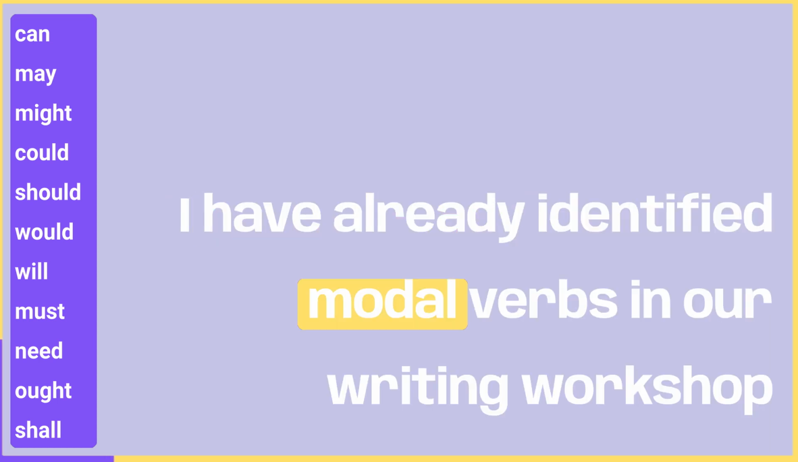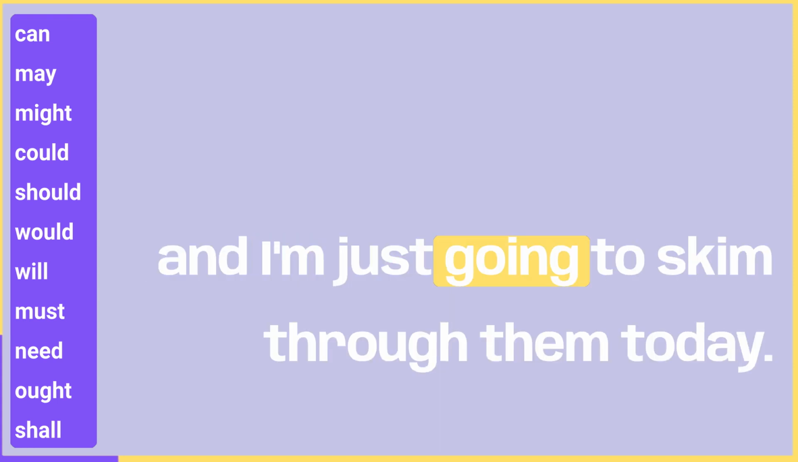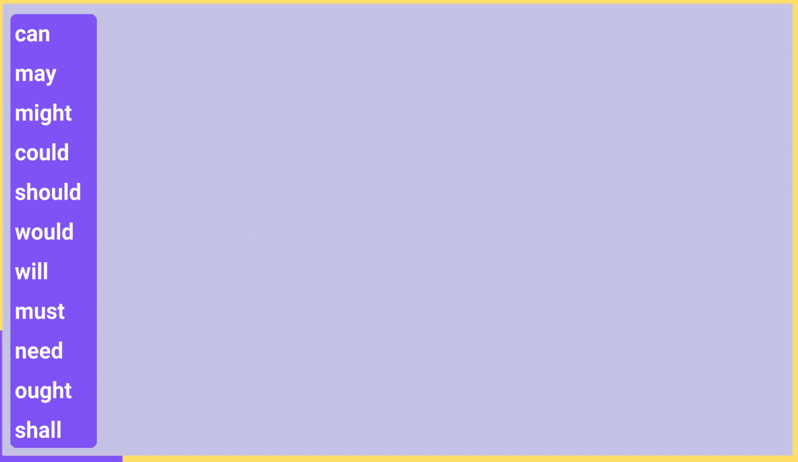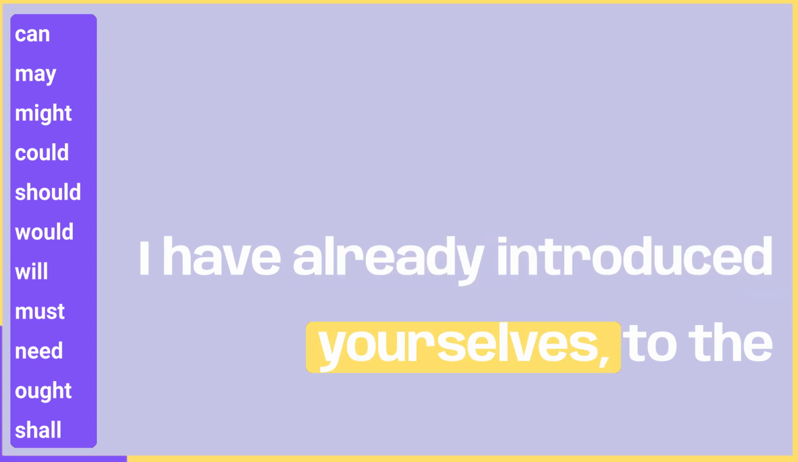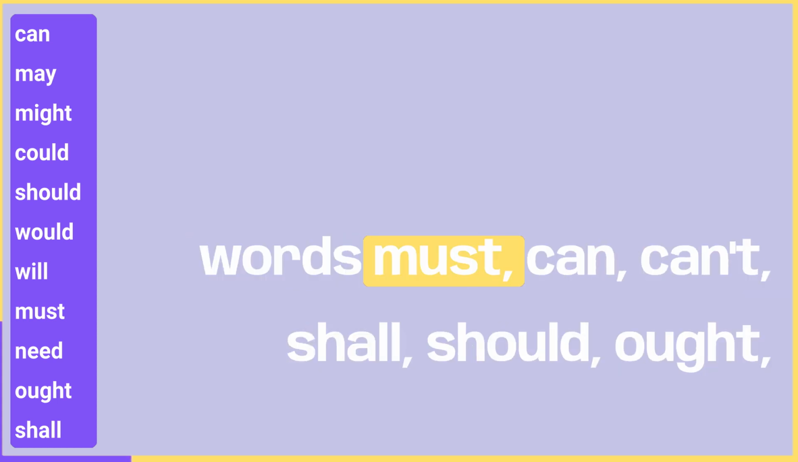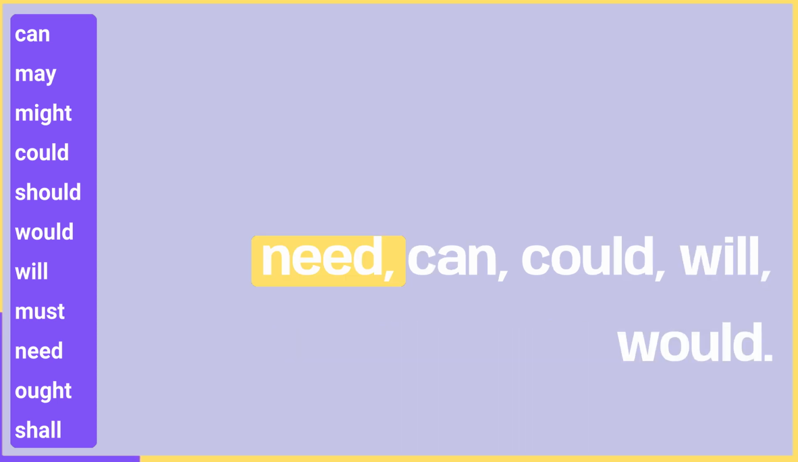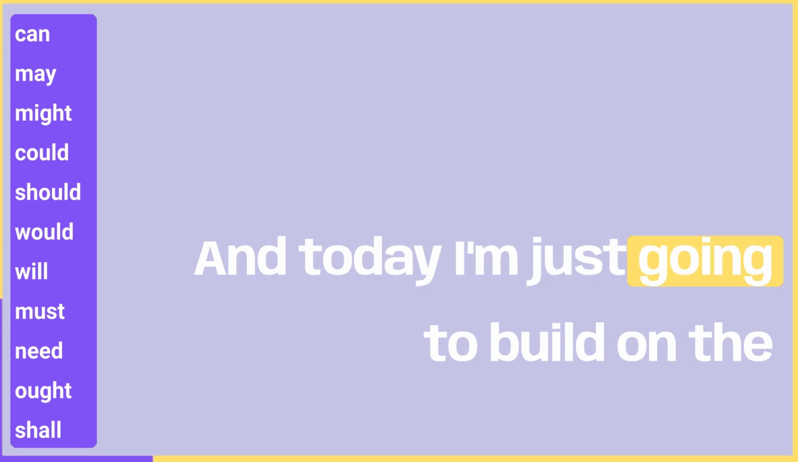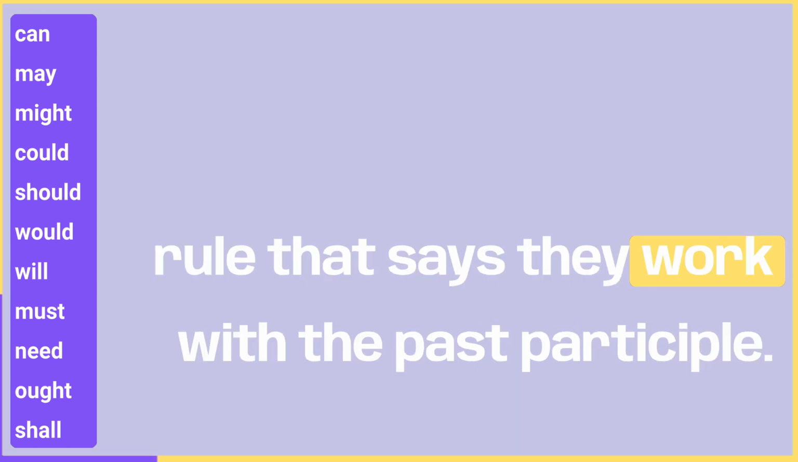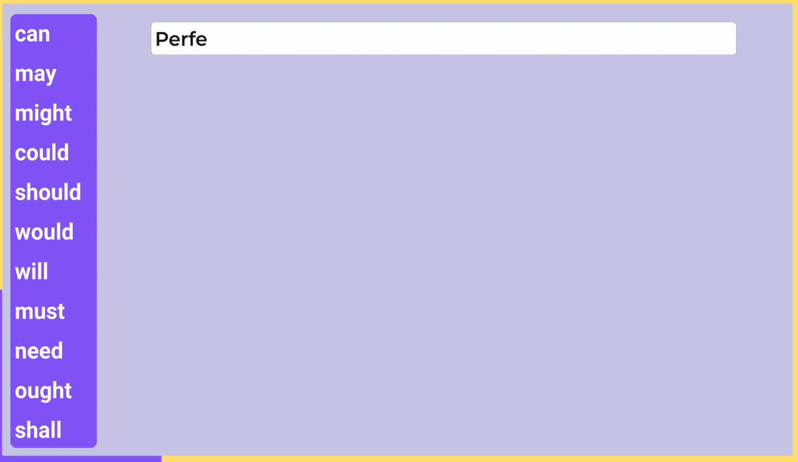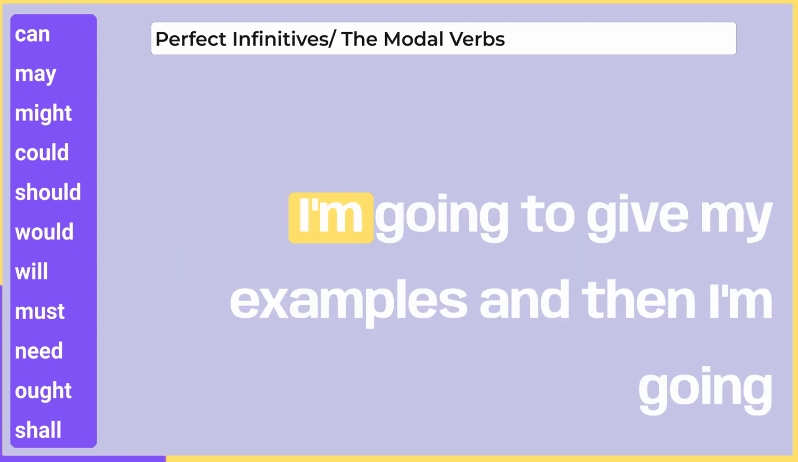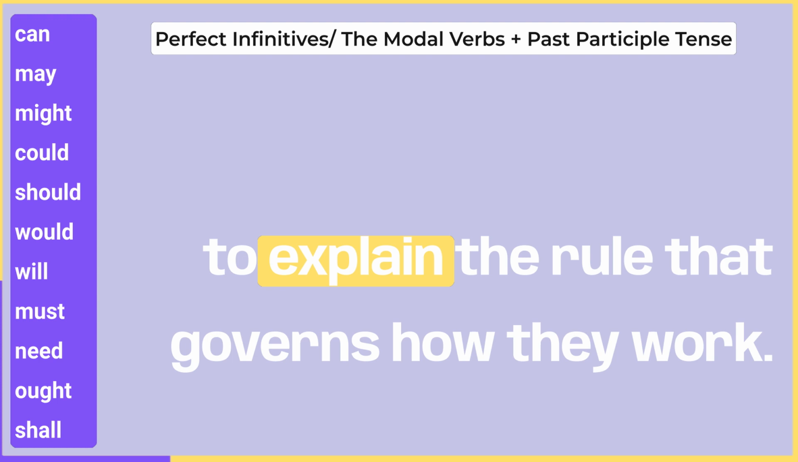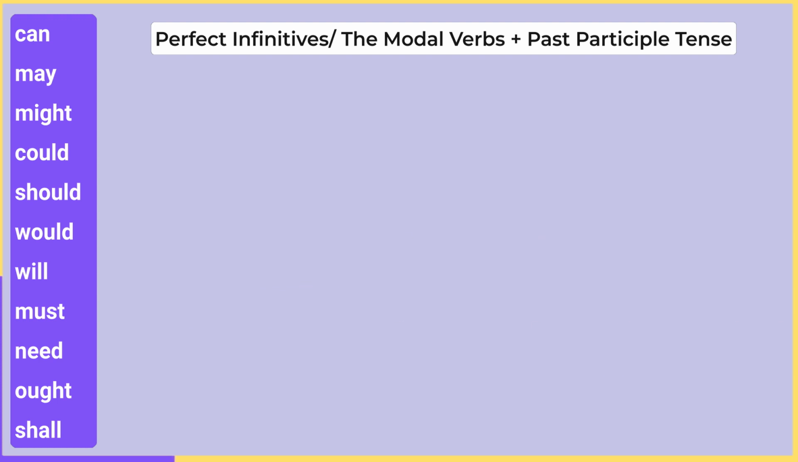I have already identified modal verbs in a writing workshop, and I'm just going to skim through them today. I have already introduced them: the words must, can, can't, shall, should, ought, need, could, will, would. And today I'm just going to build on the rule that says they work with the past participle. I'm going to look at fixed expressions, give my examples, and then explain the rule that governs how they work.